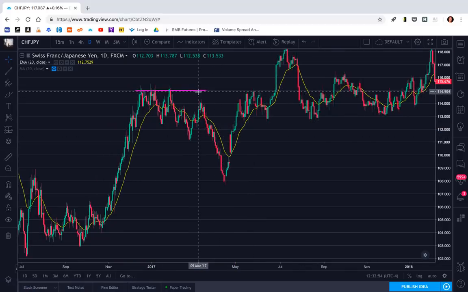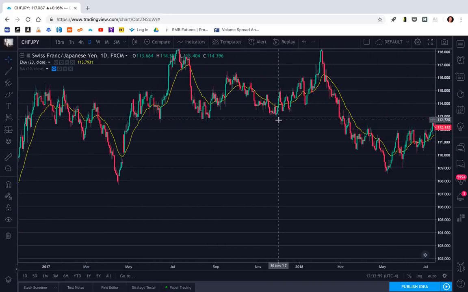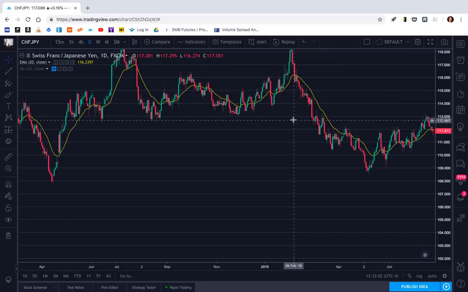The other use of the moving average is especially good during trending periods in the market, and that's to use them as dynamic support and resistance.